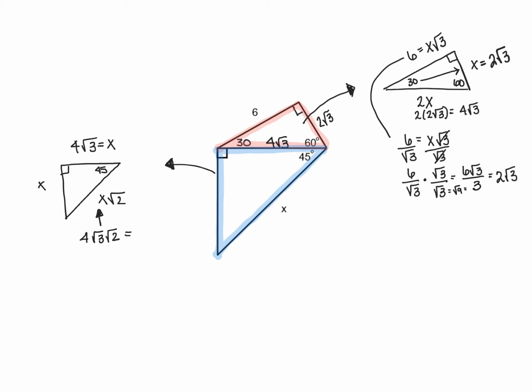I can multiply the square root of 3 and square root of 2 together since they're both in a radical, and I get 4 square root of 6. I can't simplify square root of 6 because it doesn't have any factors that are perfect squares, so this would just be my final answer for this side. And if I come back over to my original triangle and label, the side they asked me to solve for was 4 square root of 6.